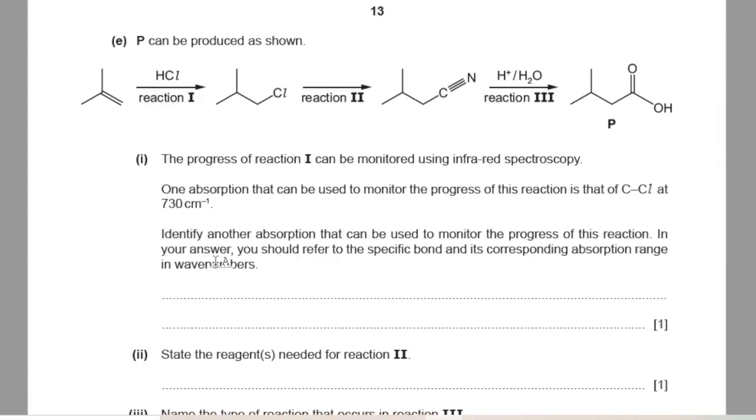Part 1, the progress of reaction 1 can be monitored using infrared spectroscopy. One absorption that can be used to monitor the progress of this reaction is that of the C-Cl bond at 730 per centimeter. Identify another absorption that can be used. In your answer, you should refer to the specific bond and its corresponding absorption range in wave numbers. So the C=C double bond will not be there in the spectrum of the product forming over here, which is the chloride halogenoalkane, at around 1500 to 1680 per centimeter.